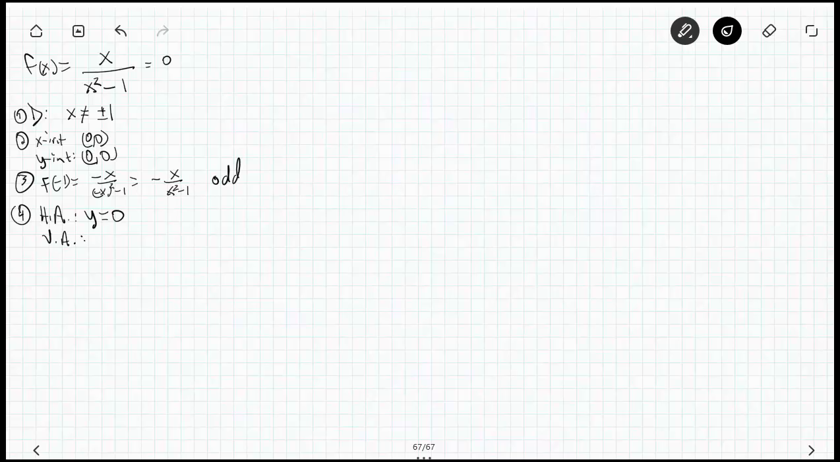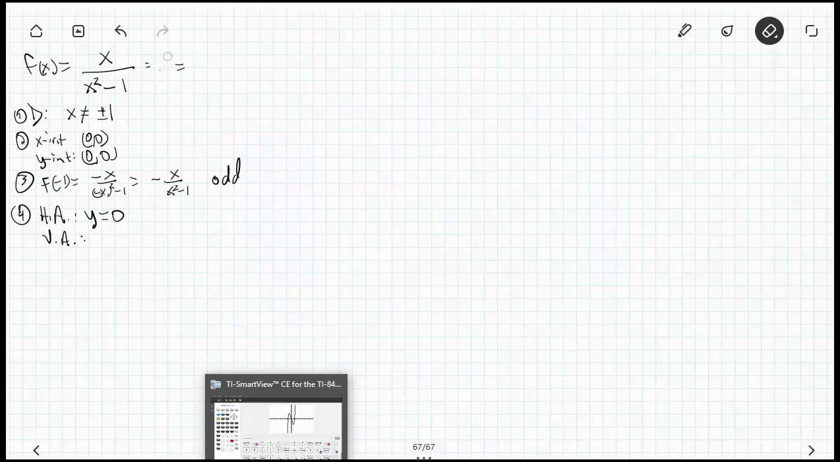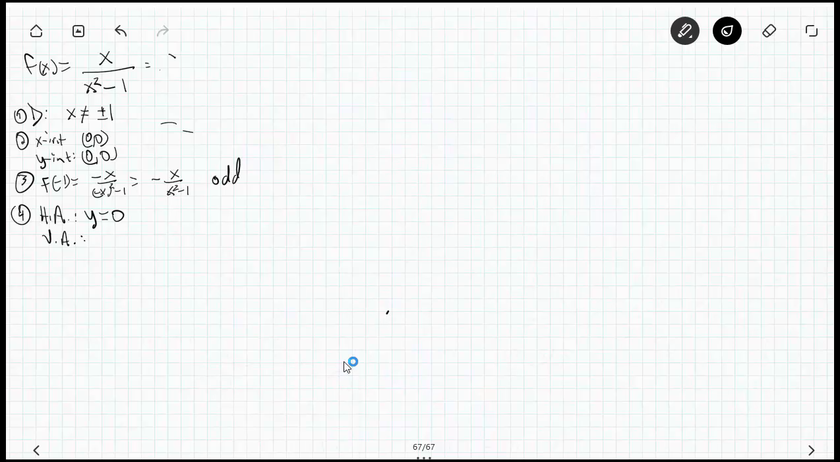What's the vertical, or what are the vertical asymptotes? Well, let's get rid of that. I'm going to erase that. I can easily write this as x over x plus 1 times x minus 1. And it's easy to see that as I approach x equals 1 or negative 1, I end up in trouble. I end up with a limit at infinity. So this is going to be at x equals negative 1 and x equals 1.